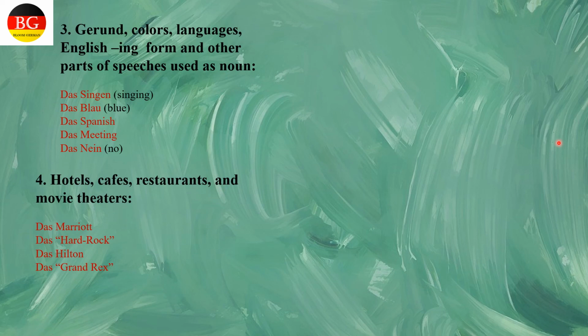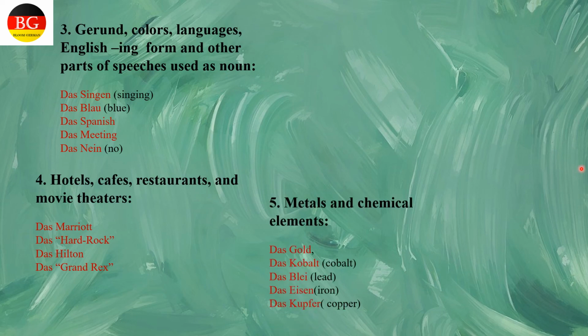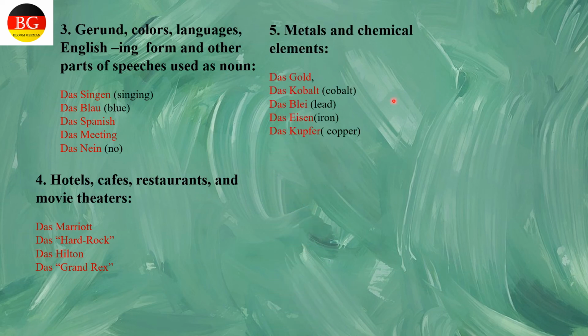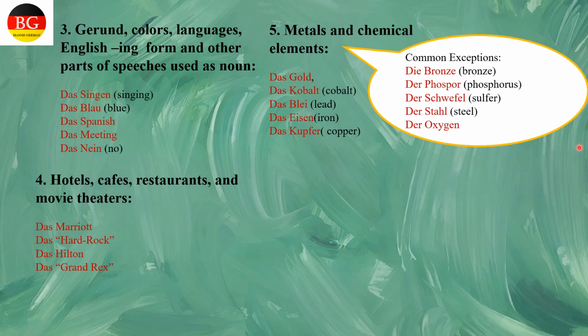Hotels, cafes, restaurants and movie theaters, das Marriott, das Hard Rock, das Hilton, das Grand Rex, all are neutral in form. Metals and chemical elements, das Gold, das Kobalt, das Blei, das Eisen, das Kupfer. Some common exceptions to this are die Bronze, der Phosphor, der Schwefel, der Stahl, der Sauerstoff.